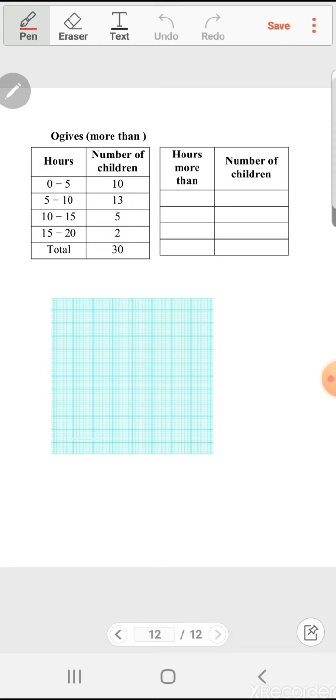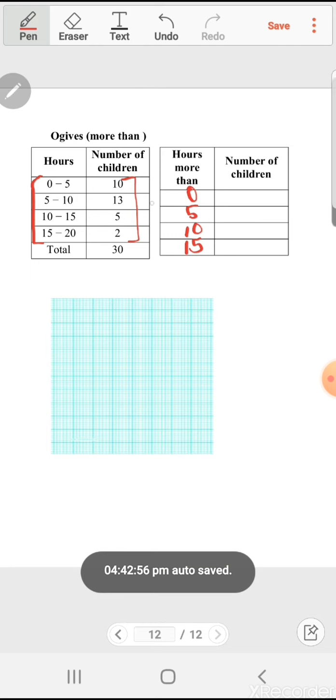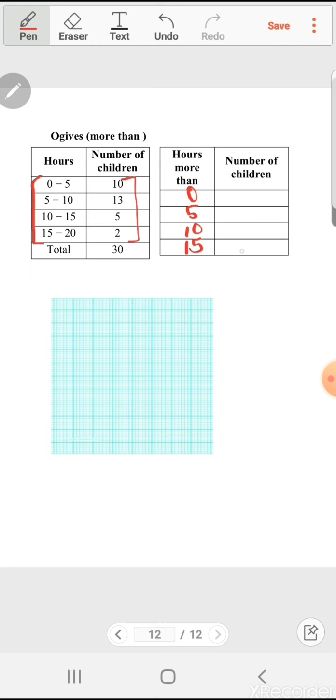Similarly, we can draw a more than ogive. Let's recall while constructing the more than series, we took lower class limits. So it will be more than 0, more than 5, more than 10, and more than 15. Now, while constructing the more than series, we add frequencies from bottom to top. So more than 15 will be 2, more than 10 will be 7, more than 5 will be 20, and more than 0 will be 30.